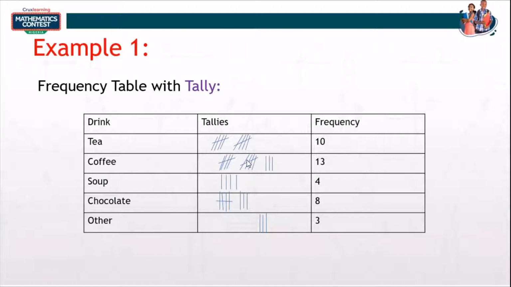Here is 13 already. These are 10, so I'll have 1, 2, 3 to complete it. For soup I have 4, so I have 1, 2, 3, 4. You cross only when you have 5 and above. So this is 8, so I have the fifth cross, then I have 6, 7, 8, and then for others we have 3. So this is an instance of how you can use a frequency table with tally.